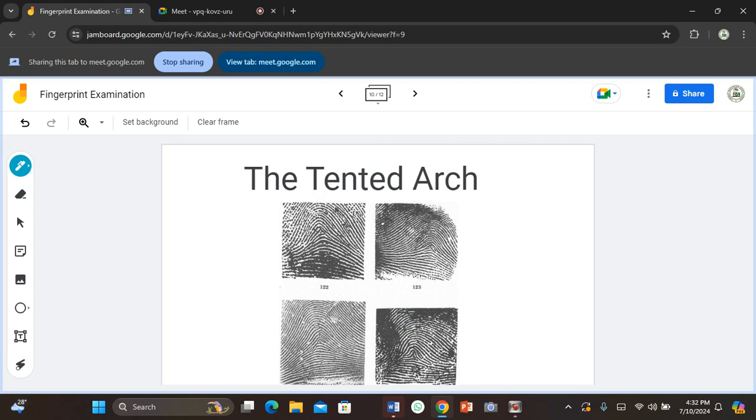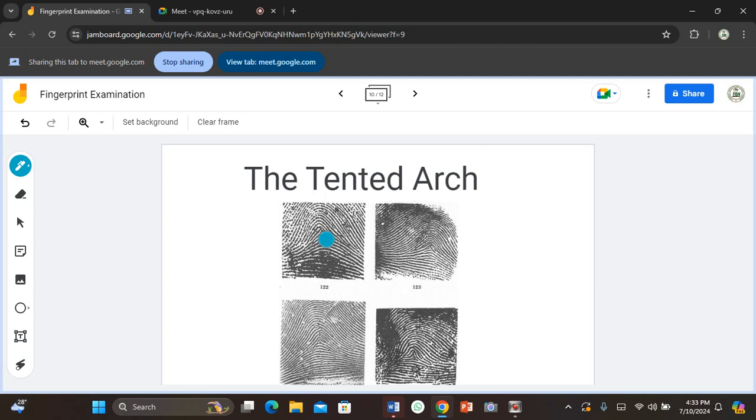In the tented arch, most of the ridges enter upon one side of the impression, as you look at it, and tend to flow out upon the other side, just like the plain arch. But the ridge or ridges at the center do not. Look at this one. You can see a ridge that is flowing up and getting to this place, it stopped, and didn't flow to the other side. So the ridges, it may be one or two or three at the center, will just rise.